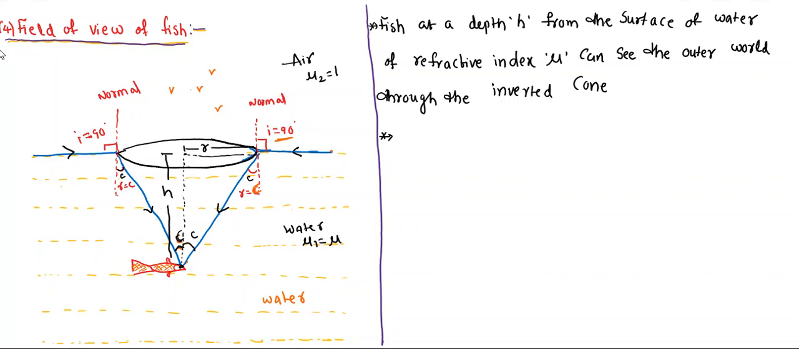And here from the figure, for example, this we can take as O, this as A, and this is B. From triangle OAB, from the figure, we write tan C is equal to opposite side by adjacent side. Opposite side is R, adjacent side is H. We write R is equal to H tan C.